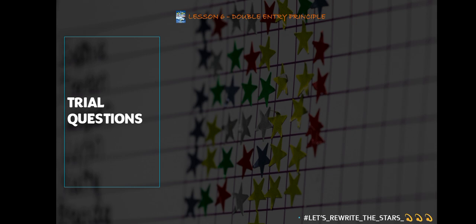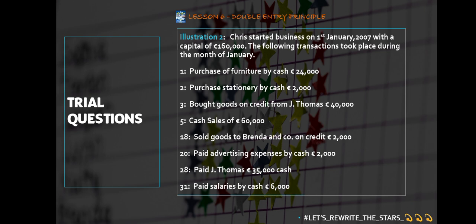Now, these trial questions are for you to try on your own. And what does this trial question say? It says, Chris started business on 1st January 2007 with capital of 160,000 euros. So just that first line should tell you there is a capital account there, because he was introducing new money into the business. And then it continues, the following transactions took place during the month of January.